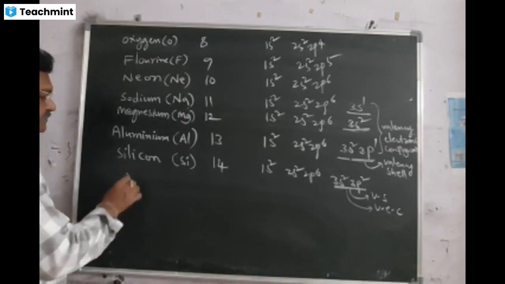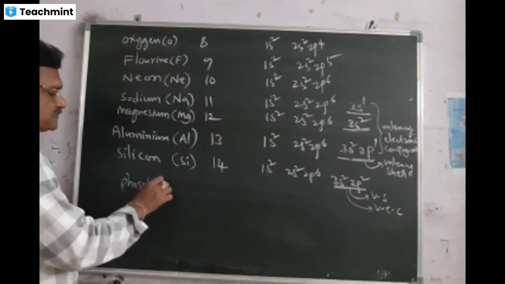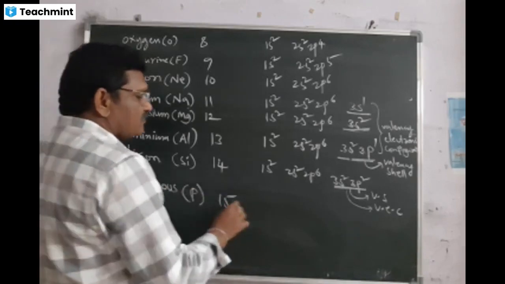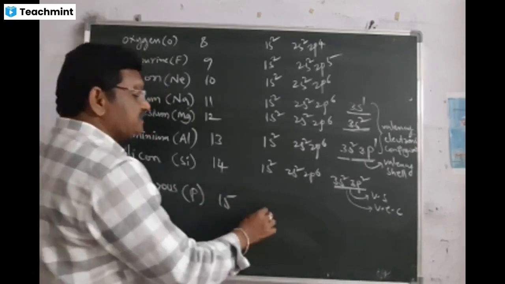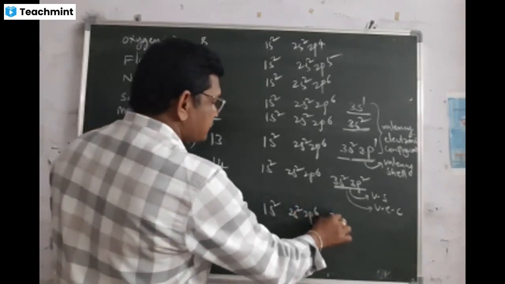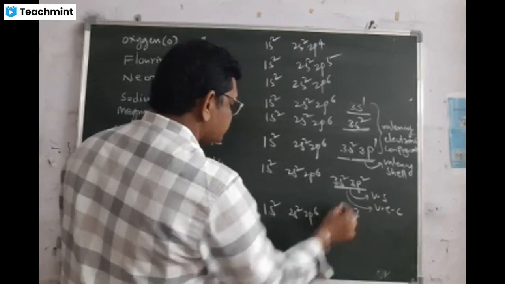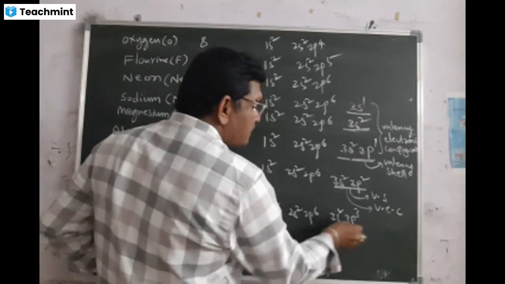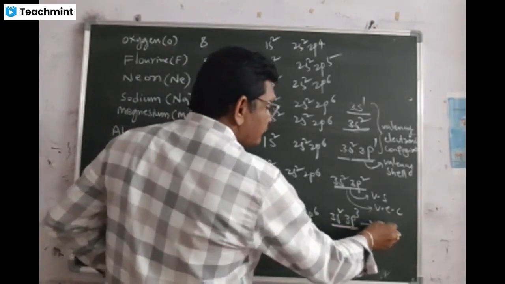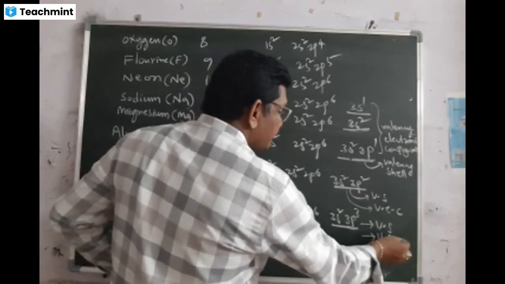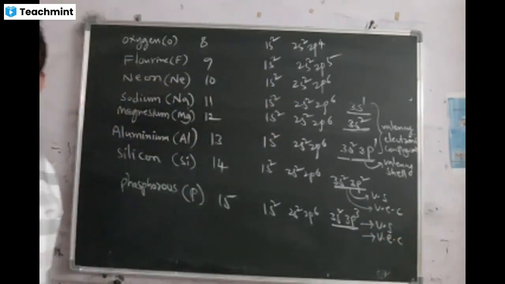After silicon, the next element is phosphorus. Phosphorus symbol is P. Atomic number is 15. The configuration should be 1s2, 2s2, 2p6, then 3s2, 3p3. This is the total configuration of phosphorus. The third cell is the valence cell, and this is the valence electronic configuration, VEC. Okay, is it clear?